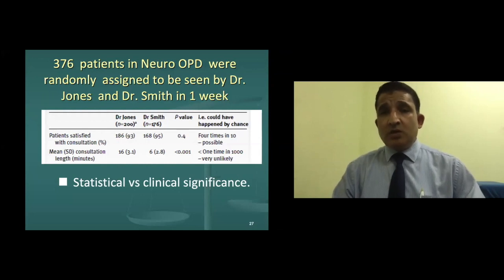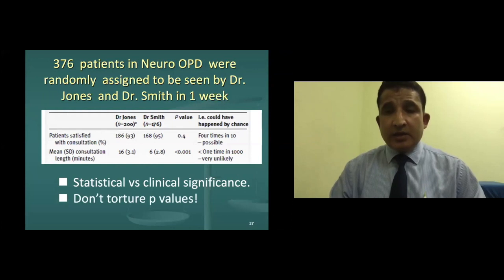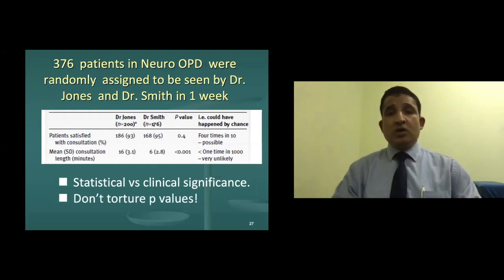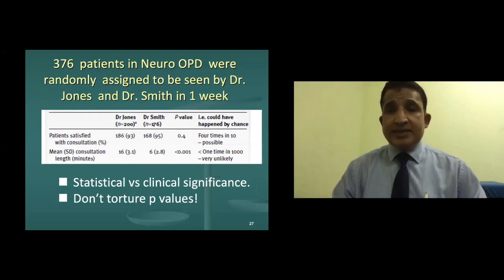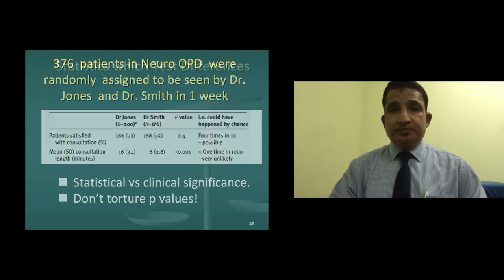So sometimes, you know, statisticians play with the data and come up with a p-value. This is what we say as don't torture the p-value. Even if it doesn't come out significant, it is okay. Still, we have done proper research, and even if it is not significant, it will add a certain amount of input to the existing body of literature. This is what torturing of the p-value is all about.